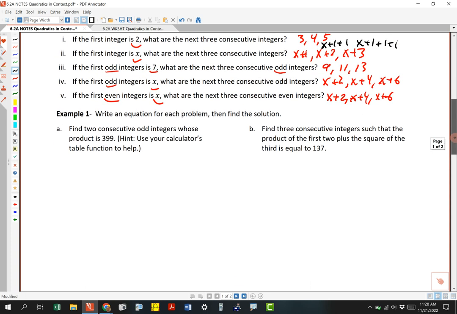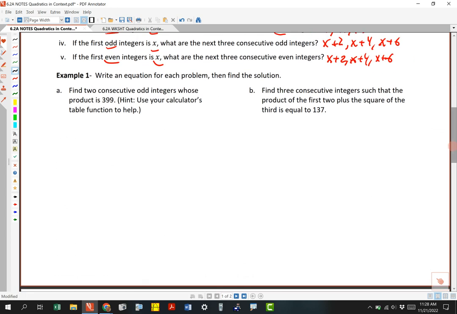Let's just keep going. We're gonna let that stew for a little while. Let's take a look at this one. You want to have time to work in class, believe me. Find 2 consecutive odd integers whose product is 399. Use your calculator to get some help.